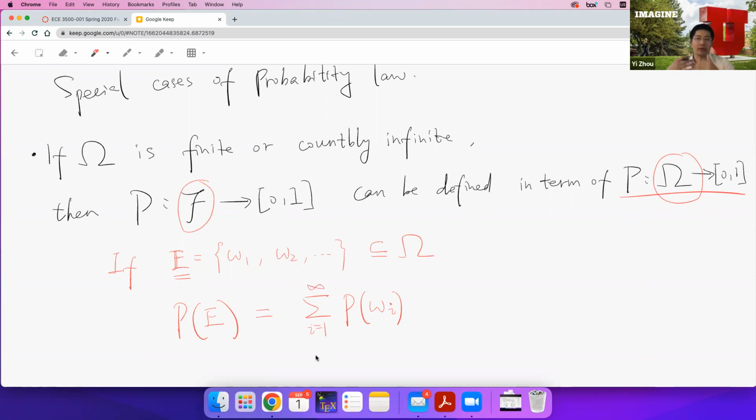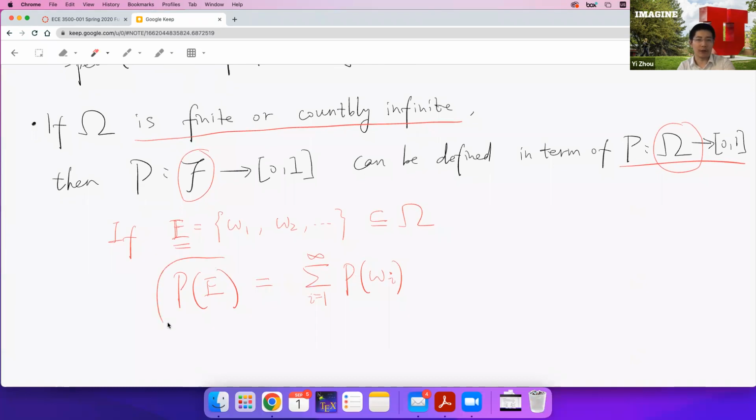So in this particular case, when omega is finite or countably infinite, this equation is a bridge between modern and classic probability theory. On the left-hand side, we're looking at the probability of events, which is the modern probability theory. On the right-hand side, we're looking at the probability of every single outcome, which comes from the classic probability theory. So the probability of an event is simply summing up all the probability mass of every single outcome.